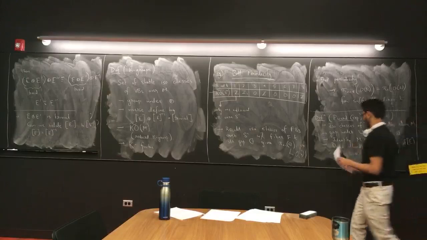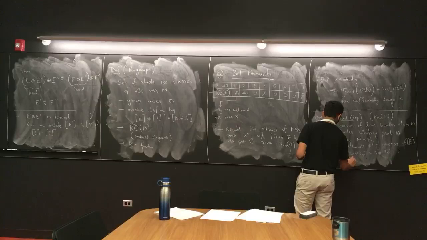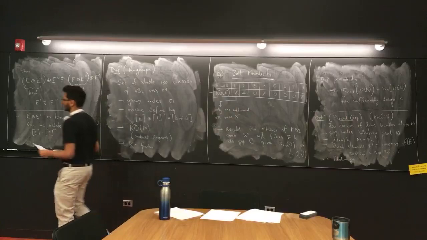One more thing, this is an abelian group, because the tensor product of two one-dimensional vector spaces is abelian. K is also abelian.